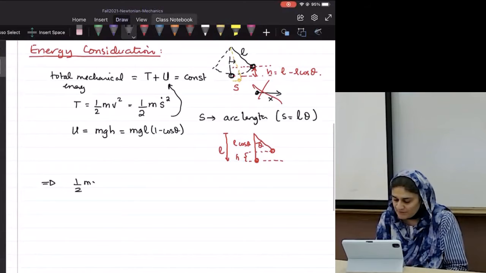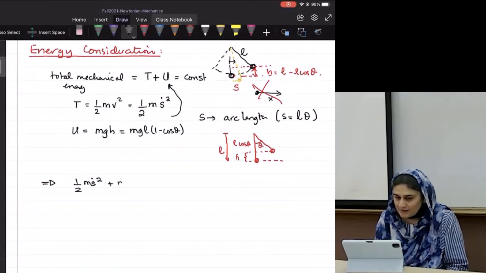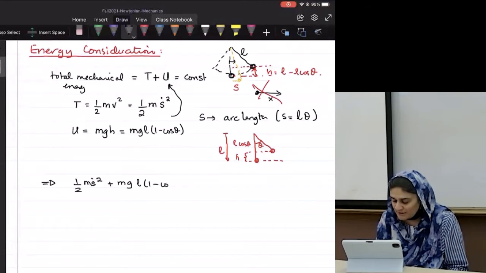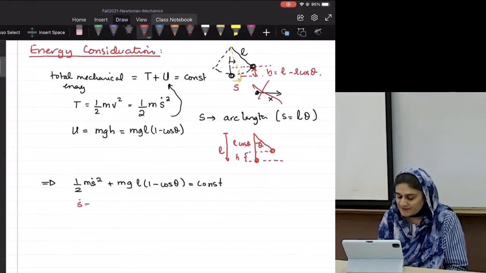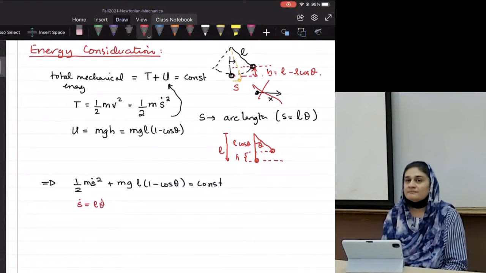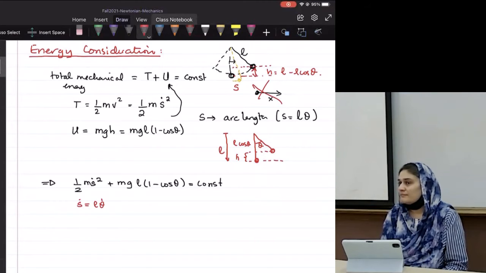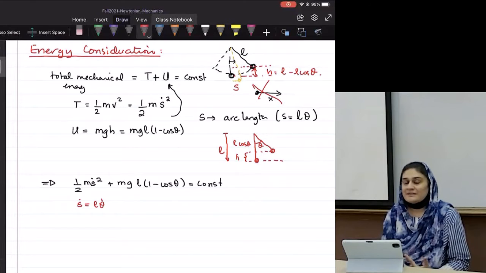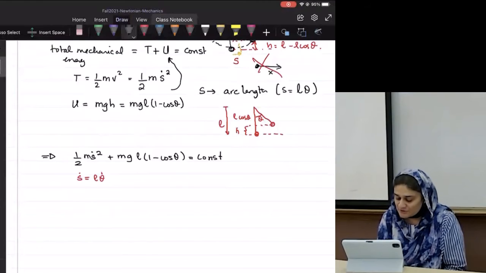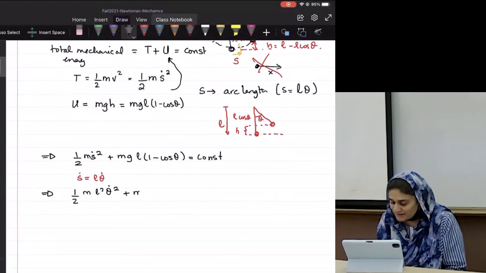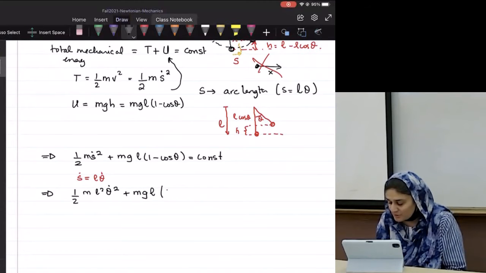One half m s dot squared plus mgL(1 minus cosine theta) equals a constant. Can I say s dot is the same as L theta dot? Does L change during its swing? No. So L will remain constant. Can I take the differential with respect to t? So s dot will indeed be L theta dot because L doesn't change. Okay, good. Can I plug that value up there to get 1/2 m L squared theta dot squared plus mgL(1 minus cosine theta) equals a constant?